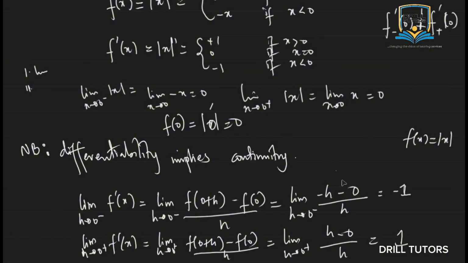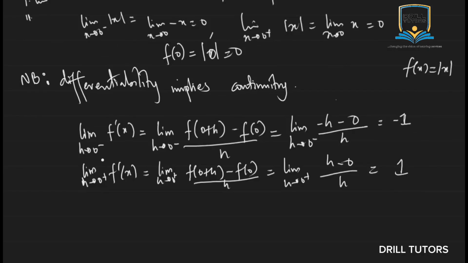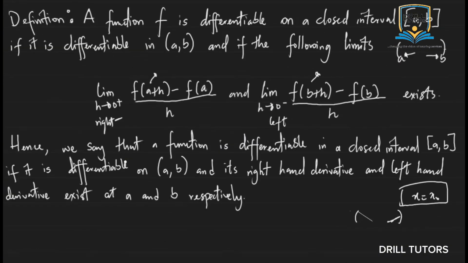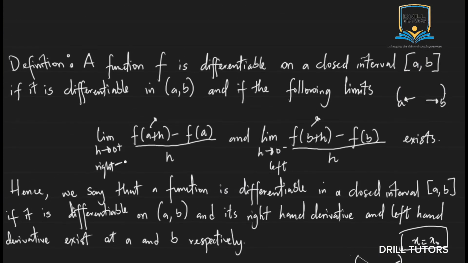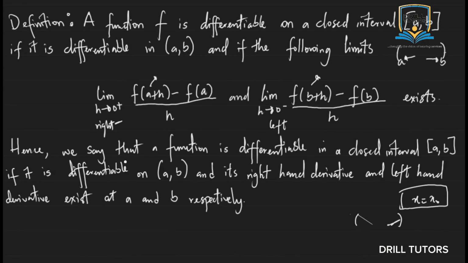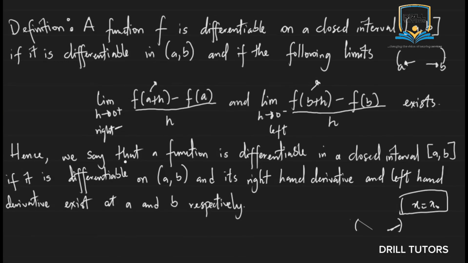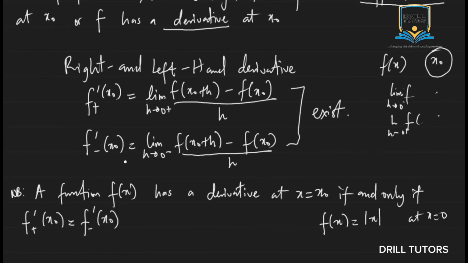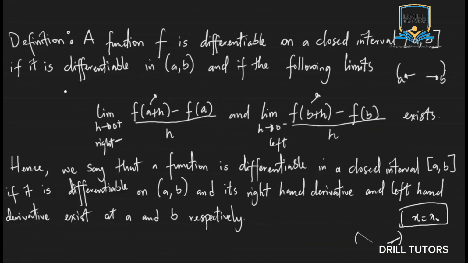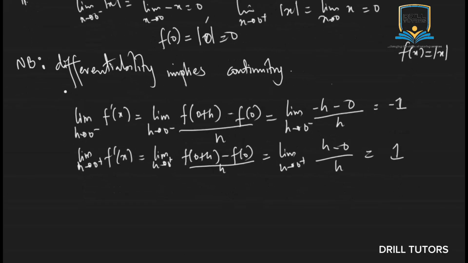And the condition for a function to have a derivative at a point is that the right and the left hand derivative must be equal. Don't forget, the right and the left hand derivative must be equal. The two of them must be equal. They must be equal. Another way to express what I wrote there.